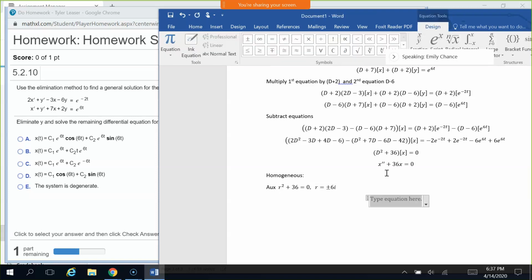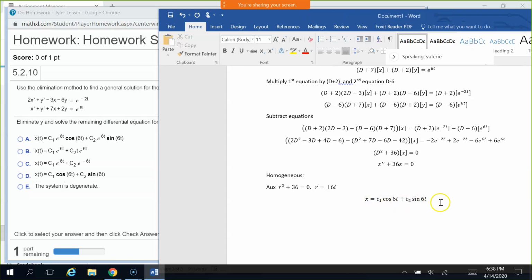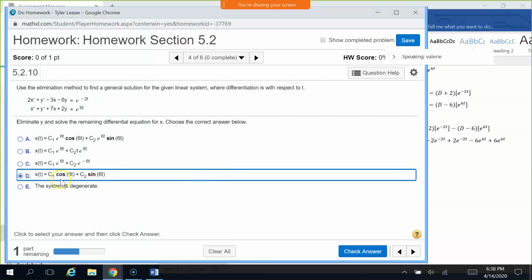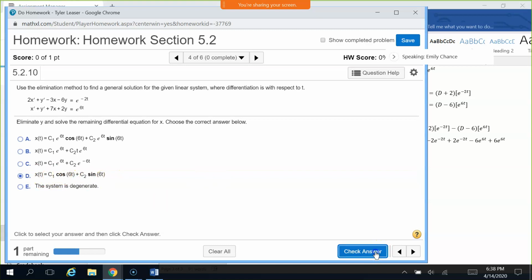Which means that we're going to have the solution, this is for x. There's no real part, so there's not going to be an e. It's just going to be c1 cosine of the imaginary part, 6t, plus c2 sine of the imaginary part, 6t. Yep, everybody good with that? So that's going to be this one over here. c1 cosine, c2 sine.